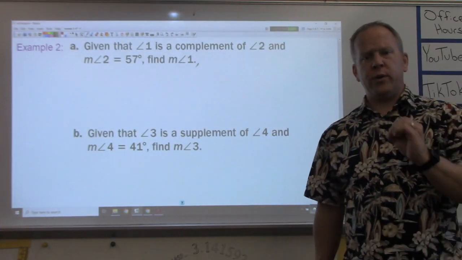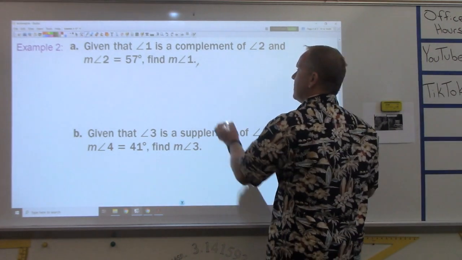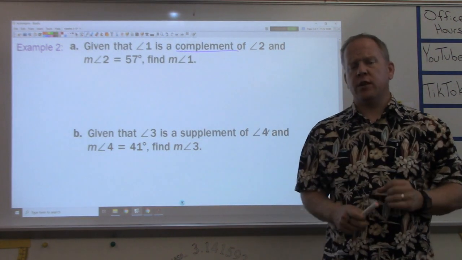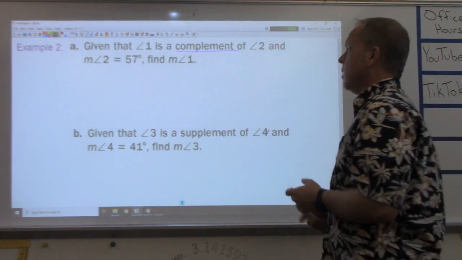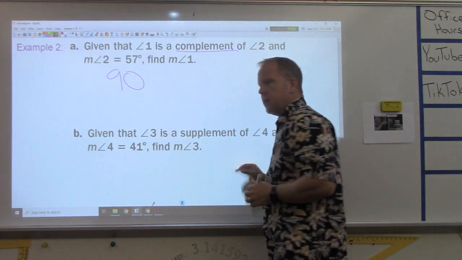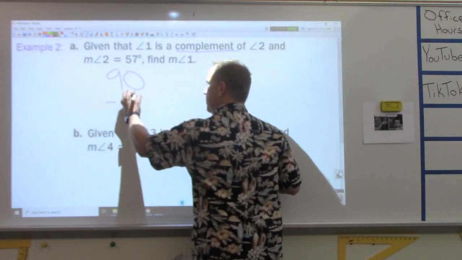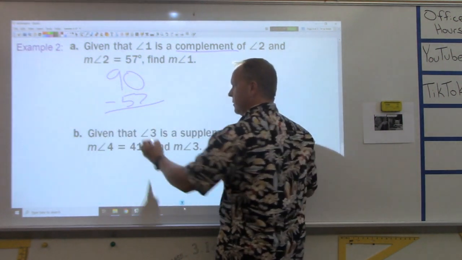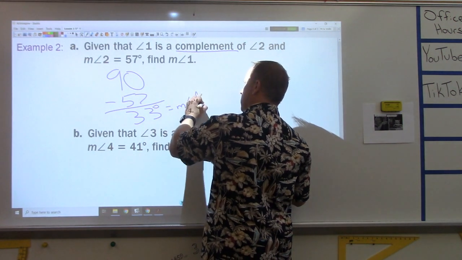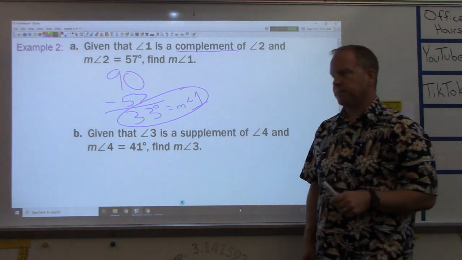Example 2. Now this is where reading and looking at the key information that's given to you is important. Given angle 1 is a complement of angle 2. And angle 2 is 57 degrees. Find measure of angle 1. Well, complement means they add to 90 degrees. If I know part of that 90 degrees is 57, I'm going to simply subtract them to find angle 1. 90 minus 57. 33 degrees is the measure of angle 1.